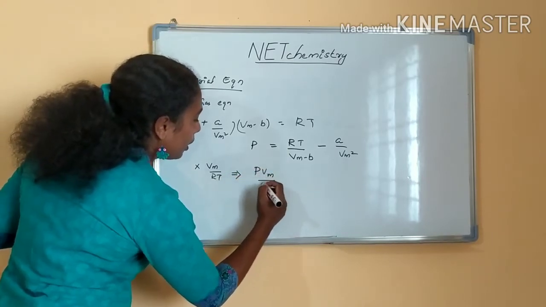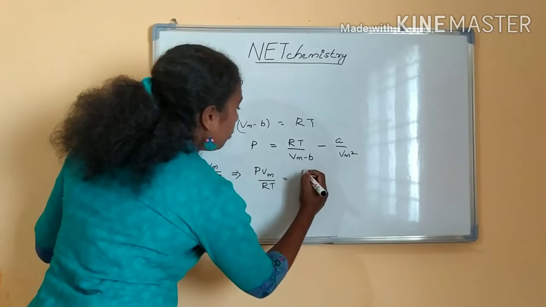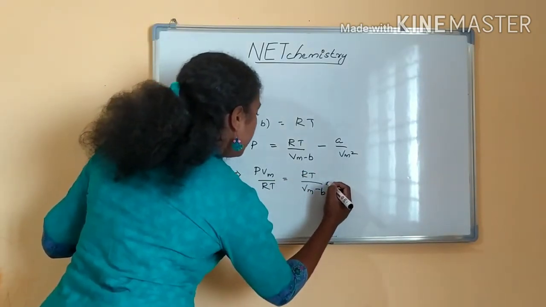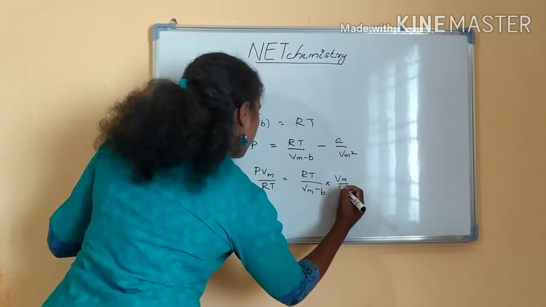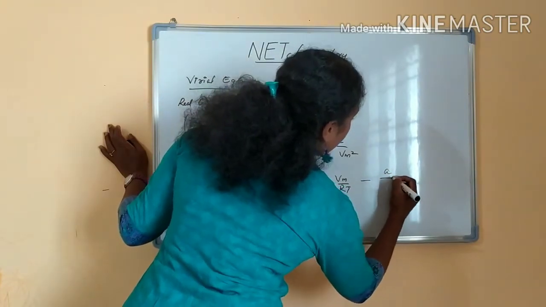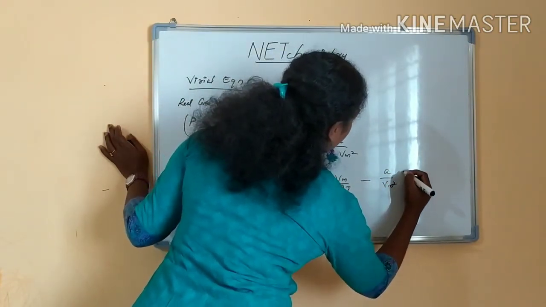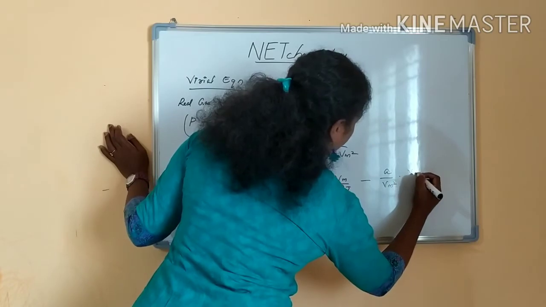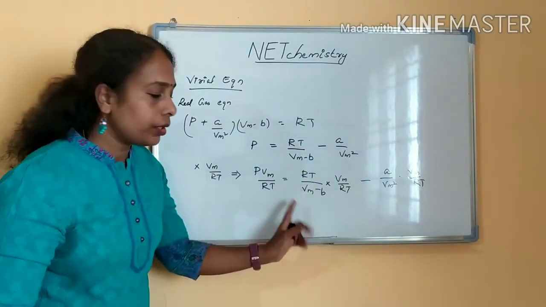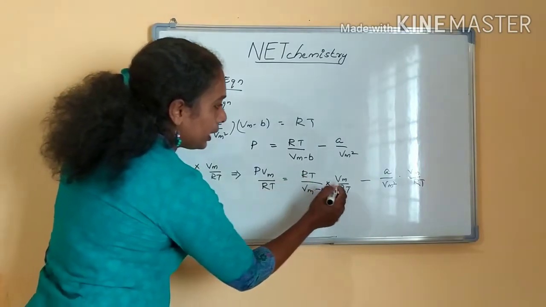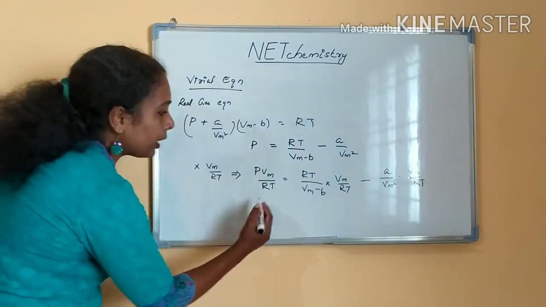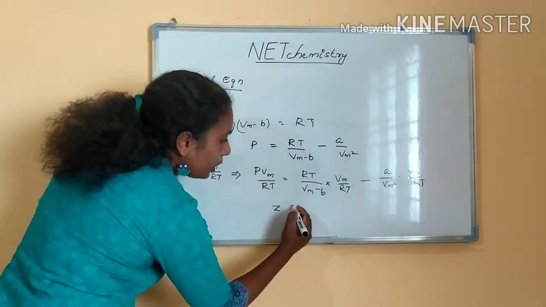PVm by RT equal to RT by Vm minus B into Vm by RT, right, minus A by Vm square into Vm by RT, right? This is what you are going to get. This RT cancels and this Vm and this Vm will be cancelling. What is PVm by RT? PVm by RT is equal to Z, right?